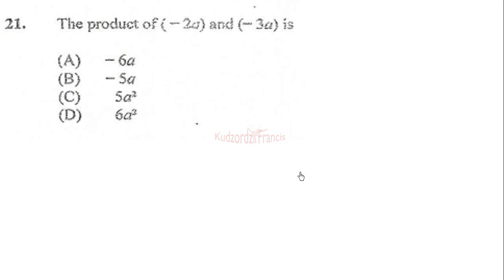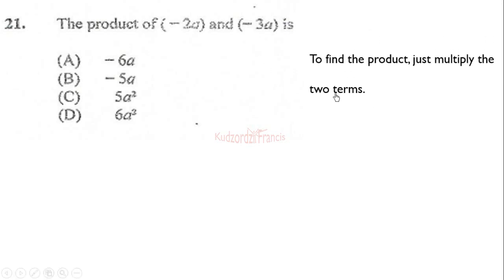Let us proceed with our solution. We are going to solve all these questions. We are at number 21 now. The product of negative 2a and negative 3a is. So product means multiplication. So we just have to multiply these two numbers to obtain this. So negative 2a times negative 3a.